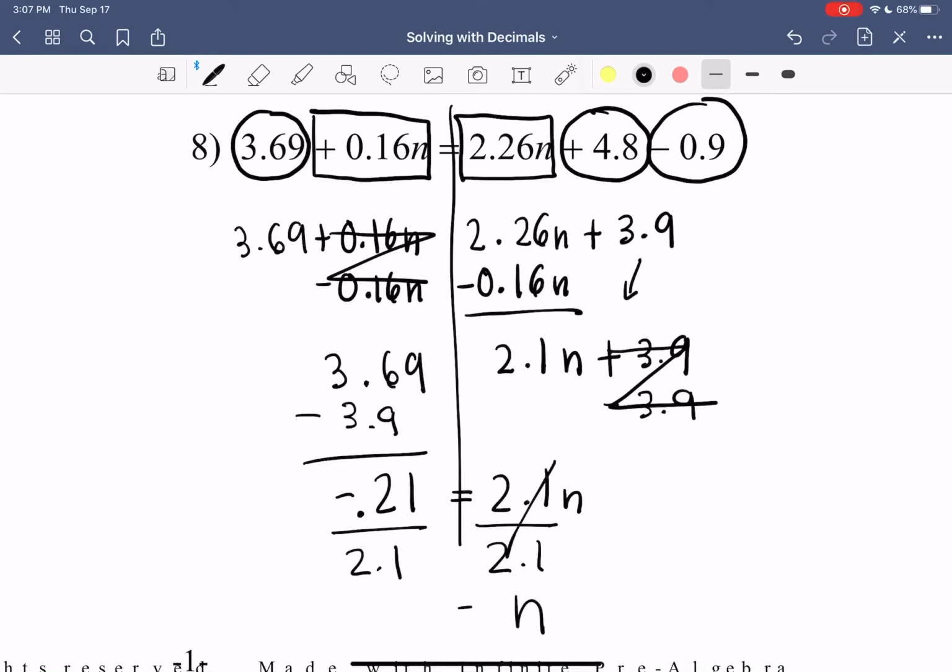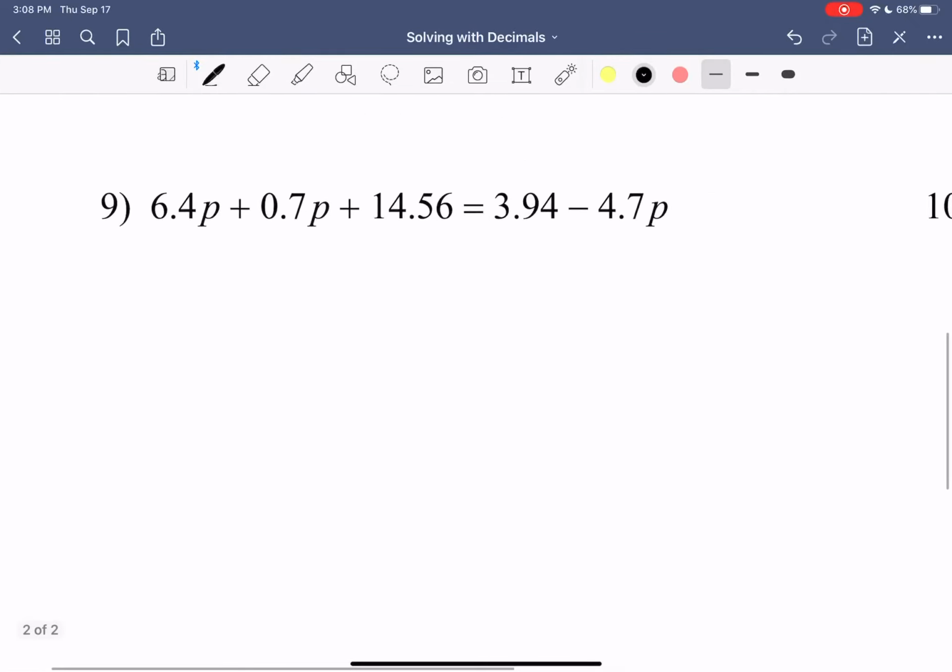n equals negative 0.21 divided by 2.1. We're going to be left with a negative 0.1. All right, we're going to go to number 9.